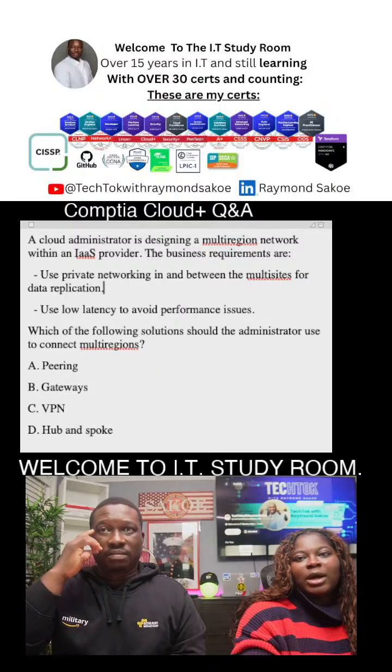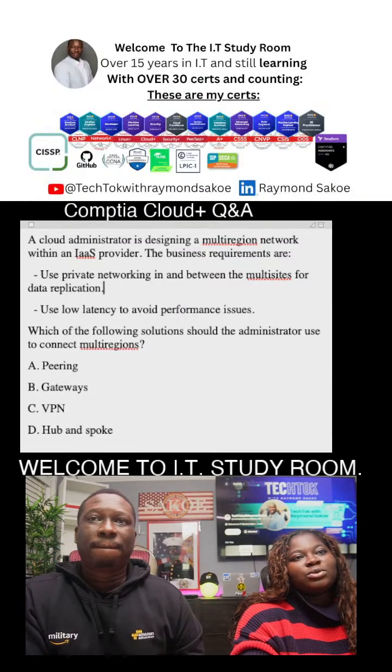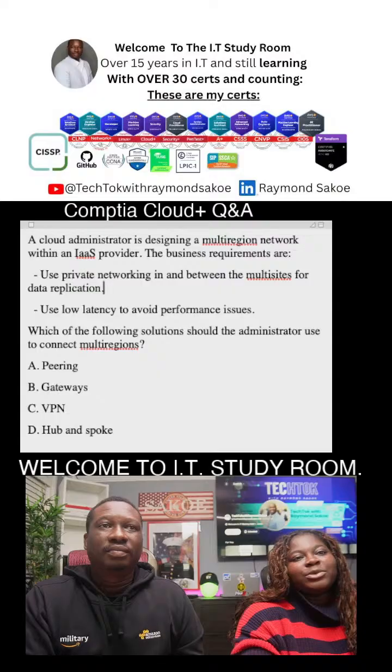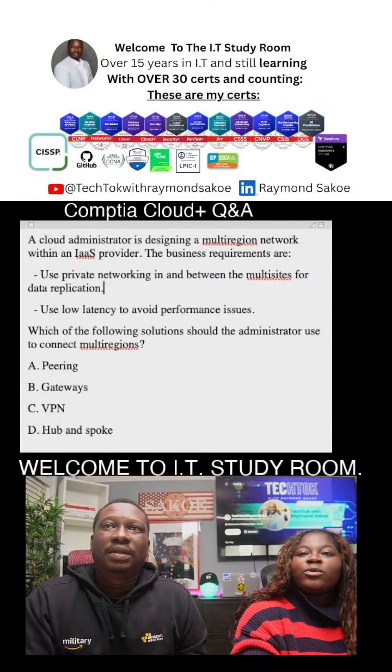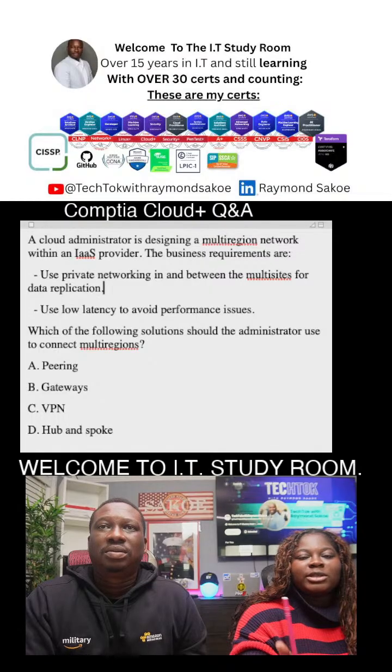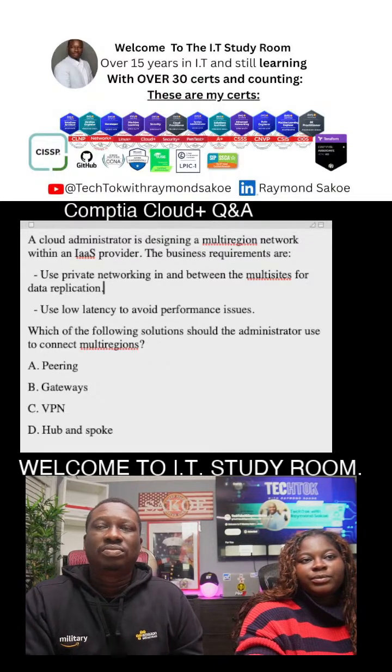I was going to say C, but that looks too obvious. But no, wait, I don't think it's C, because I know that you said something. Okay, so we have peering and gateways. So we have between A and B.